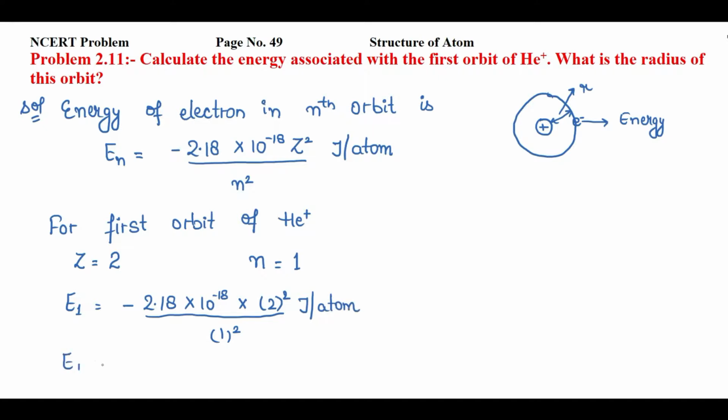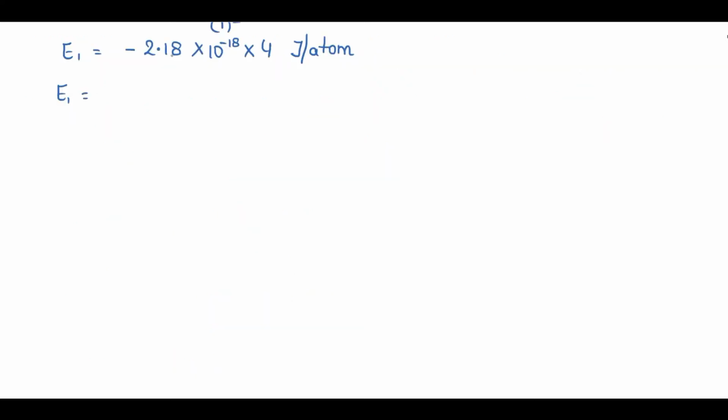So E subscript 1 equal to minus 2.18 into 10 raised to power minus 18, 2 square, that will be 4, joule per atom. If you take the square of 1, that will be 1, and something divided by 1, definitely you will get the same value. E1 equal to minus 2.18 into 4, the value will be minus 8.72 into 10 raised to power minus 18 joule per atom, right?